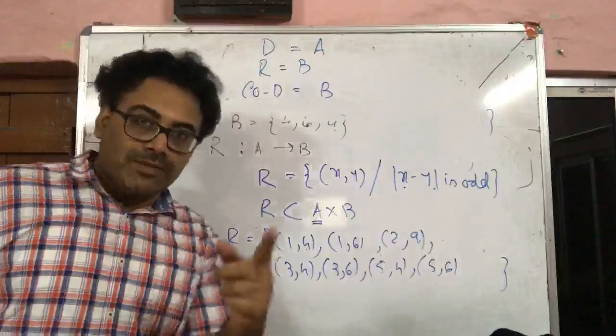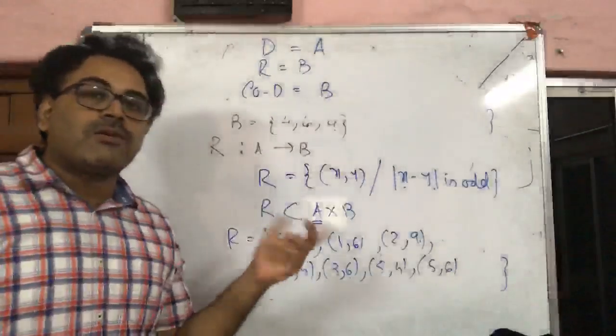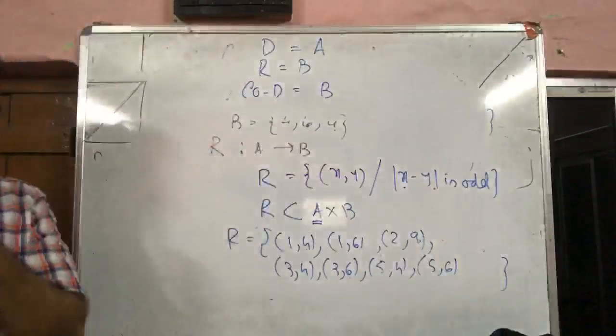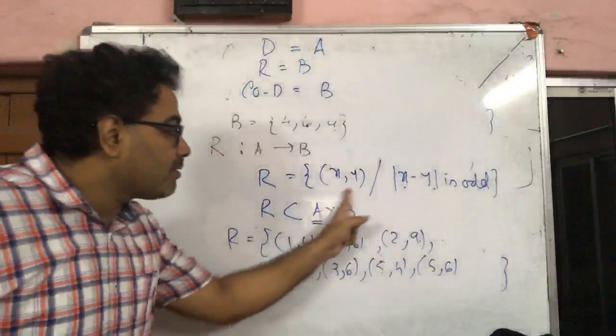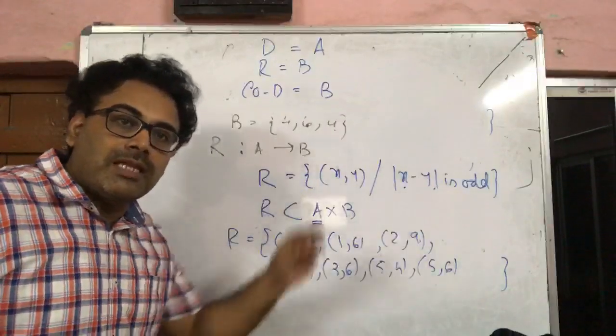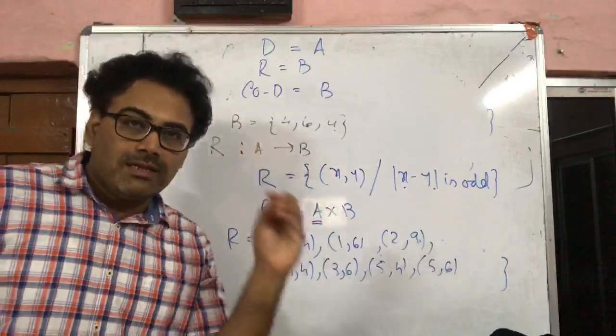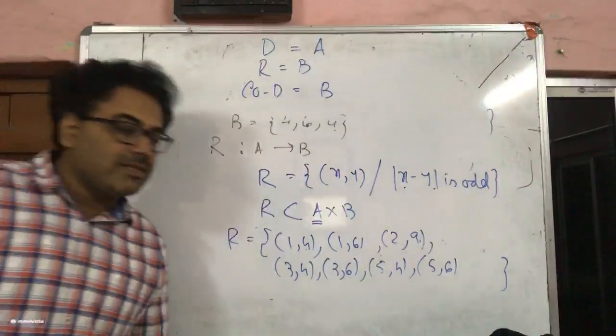For those who had confusion, I am saying all elements of B are used, so range and codomain are equal. The second set is always the codomain. In A cross B, B is the codomain, and the used elements of B form the range. Okay, so here range and codomain are the same.